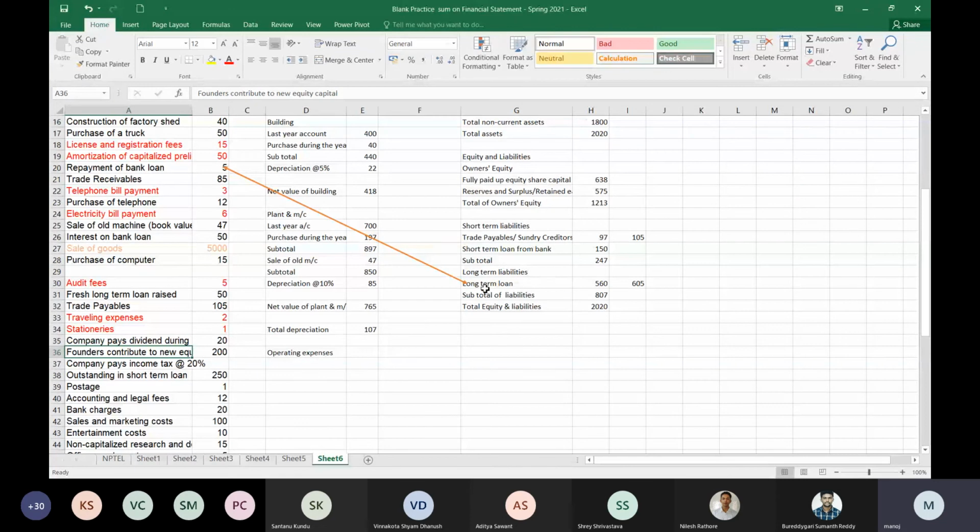Where is the capital? Owner's equity. Fully paid up equity capital is 638. So this year's capital will be previous year's capital plus whatever has been brought in. This has been brought in. So this becomes the new equity capital. Another cell is done. While doing that, you can actually put it in a different color so that identifying becomes easy.